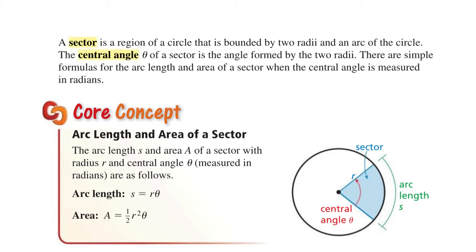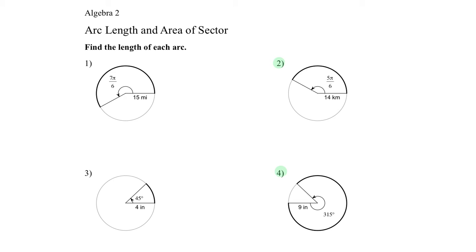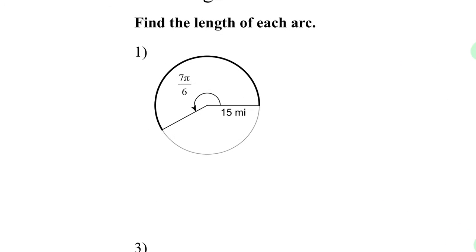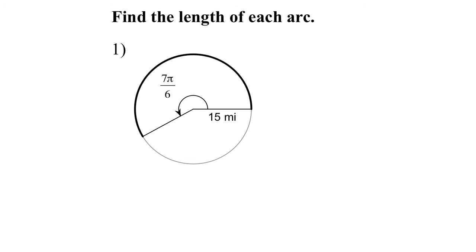Keep in mind here, and this is super important, that theta is measured in radians. So if we have theta in degrees, we have to convert it to radians. Let's start with this one. Let's see number 1. I'm going to go over 1 and 3, and then you can do 2 and 4.